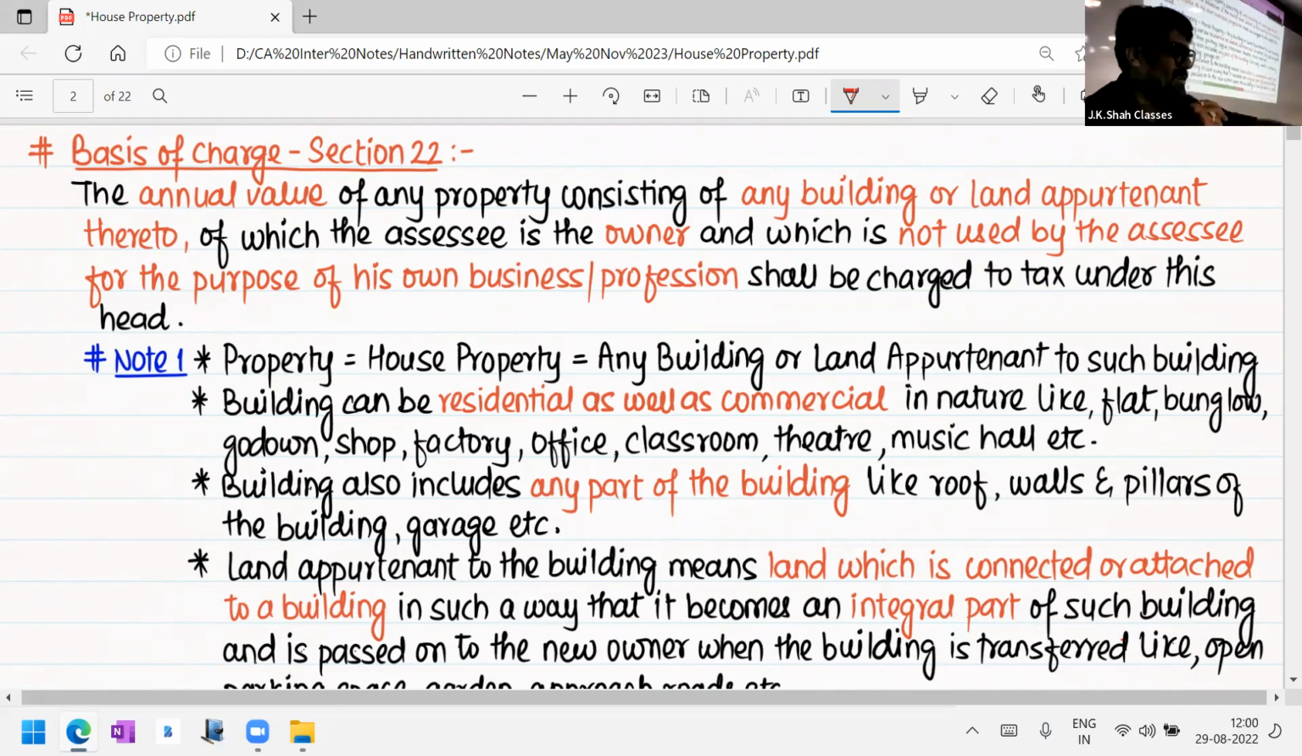See, this is the way in which it is given in the income tax law. Whatever is written in the income tax law, I have reproduced exactly the same thing. Now I will tell you in an easier way. Point number 1, there should be a house property. Number 2, the assessee should be the owner of that house property. Number 3, the house property of which the assessee is the owner should not be used by the assessee for his own business or profession. Bring that house property to this side.